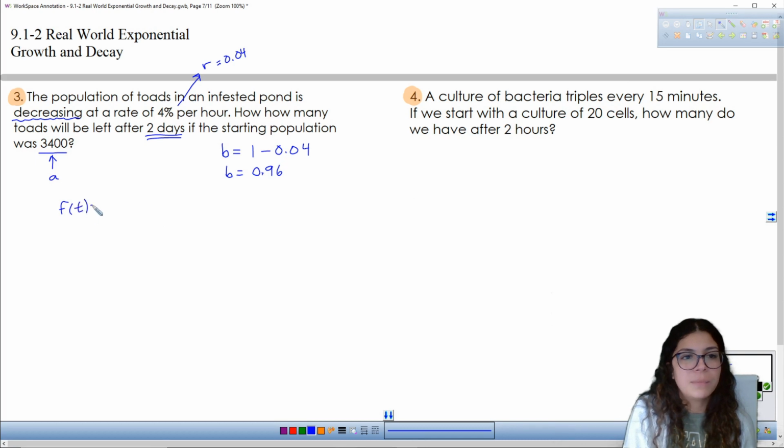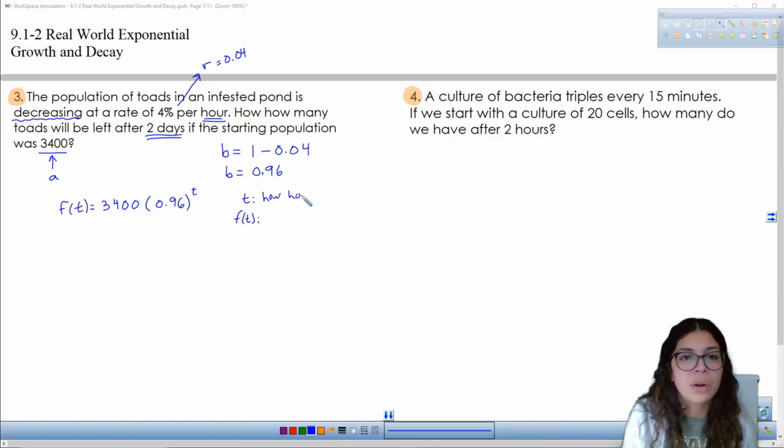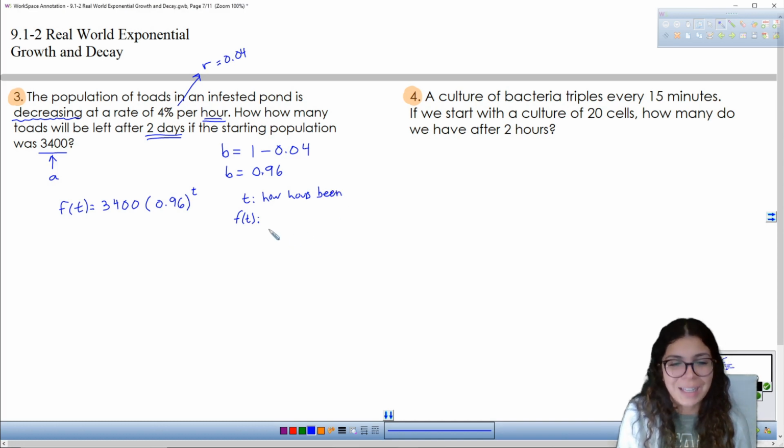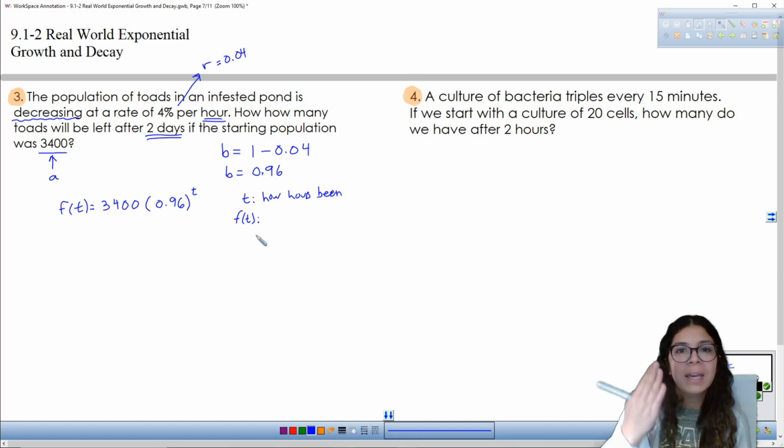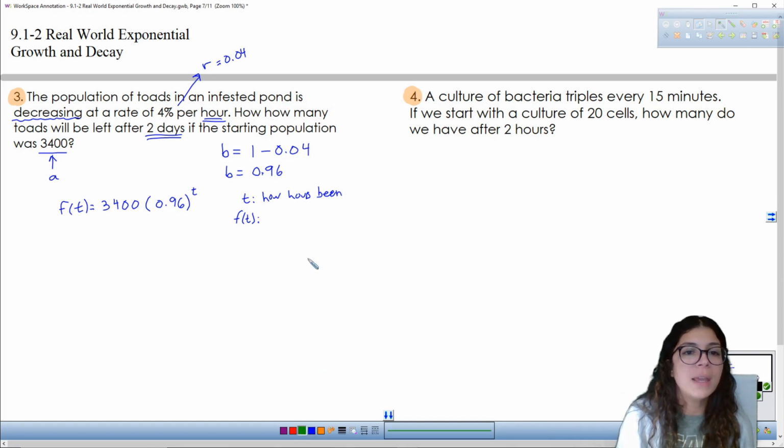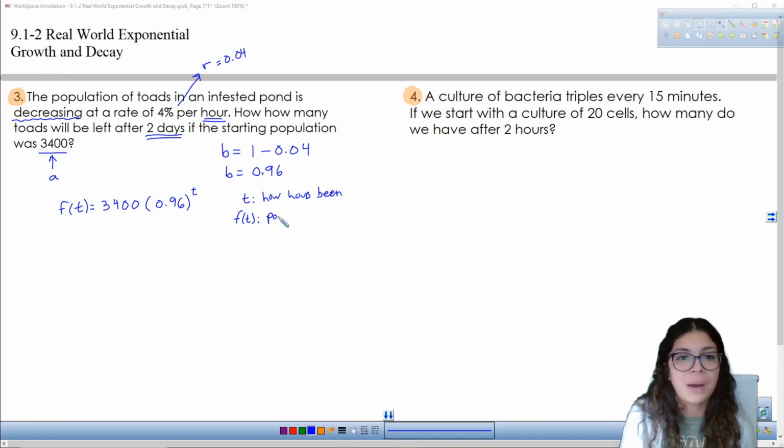Anyway, now we can write the equation, right? F of t equals the initial amount that we had, 3,400, times my decay factor, 0.96 to the power of t. Again, input and output, what do they represent? T, now remember the rate is per hour. So t is going to be how many hours have passed. And then f of t, the output, is the population of toads. So this will be the amount of toads that we have.